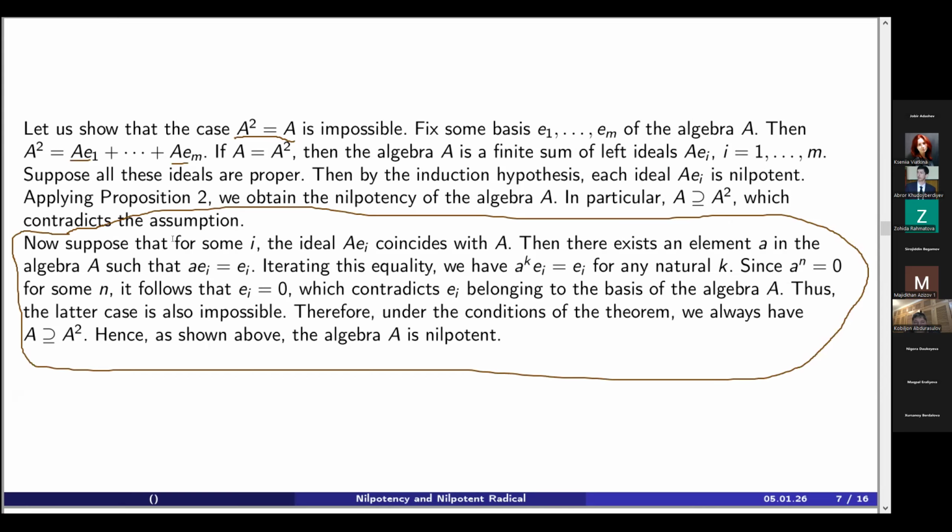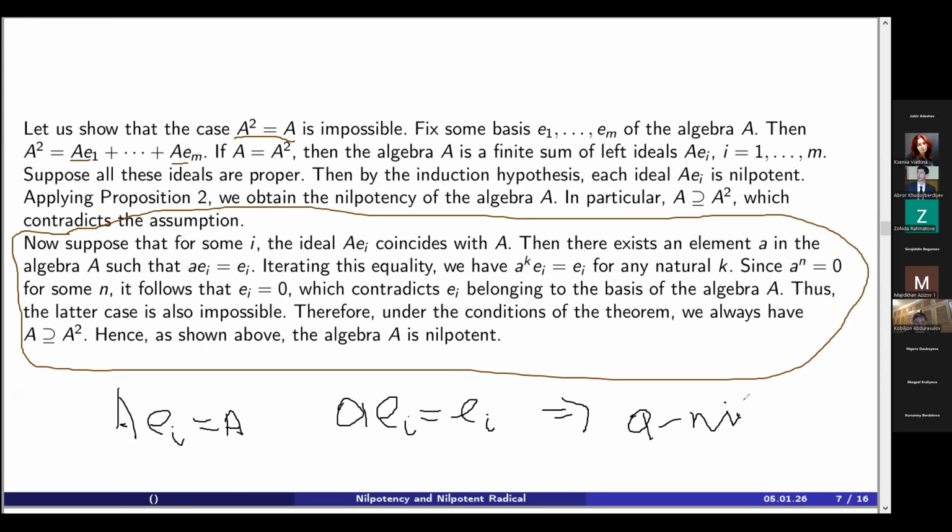Now, suppose that for some I, the ideal AEI coincides with A. That is, AEI is equal to A. Then there exists an element A in the algebra A such that A EI is equal to EI. Okay? This contradicts A being nilpotent.